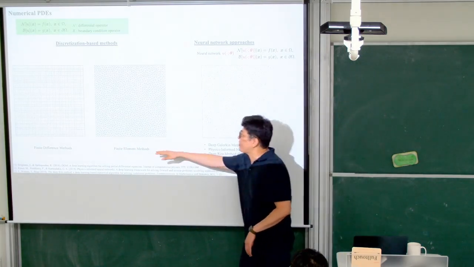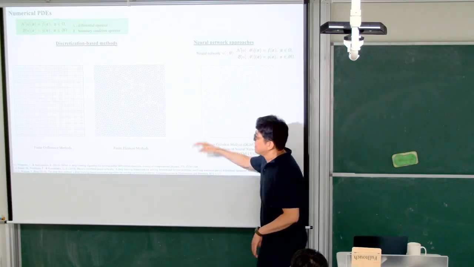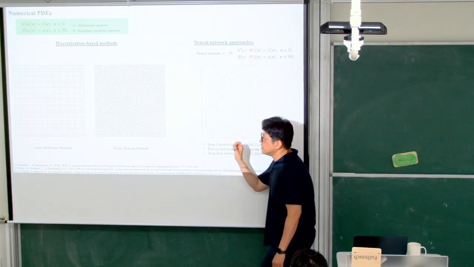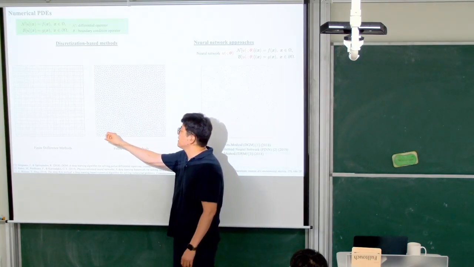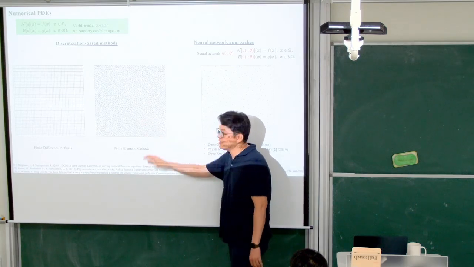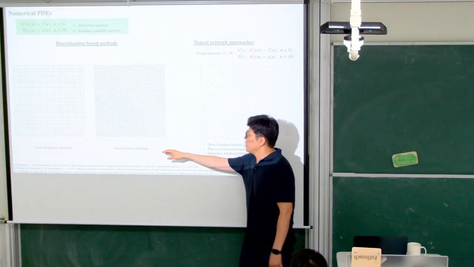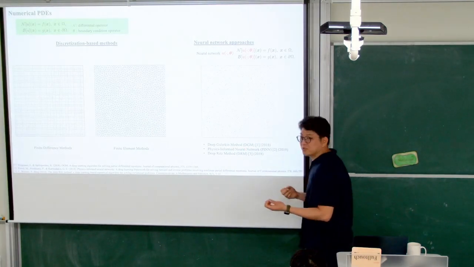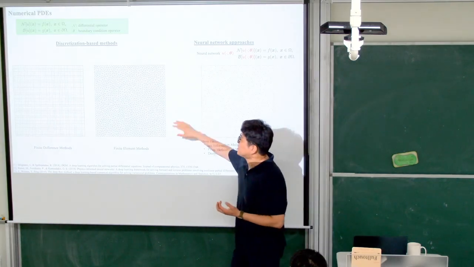Similarly, the finite element method also considers a discretized domain, but the difference from the finite difference method is, first, that it does not use the PDE directly, but uses the weak formulation. And also the finite element method considers basis functions. So the goal is to find the coefficients of the basis functions from the discretization.